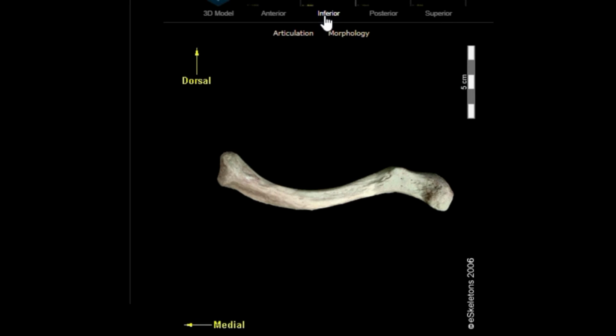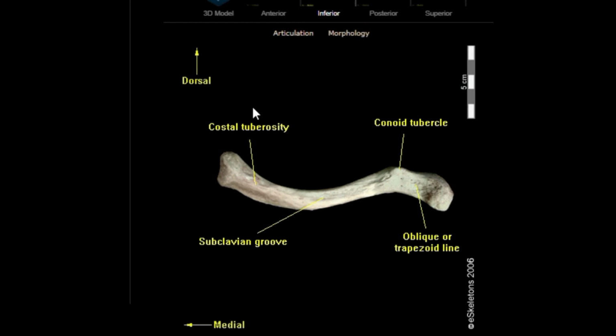Now the inferior aspect of the clavicle. The articulation we see here is again the sternal facet and acromial facet, and the morphology is costal tuberosity, conoid tubercle, subclavian groove, and the oblique or trapezoid line.